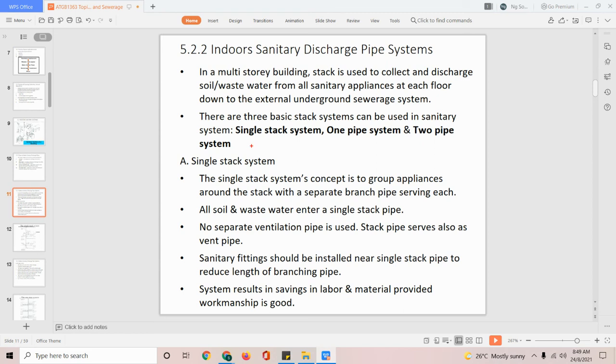Okay, so inside a building, depending on how big it is, we will have different types of system. It can be a single stack, a one-pipe, or a 2-pipe system. A single stack system is usually applicable to a small occupancy, meaning a small landed house. As we go up the scale, the 1-pipe and 2-pipe systems will be able to accommodate a bigger crowd. And there are advantages and disadvantages to these systems.